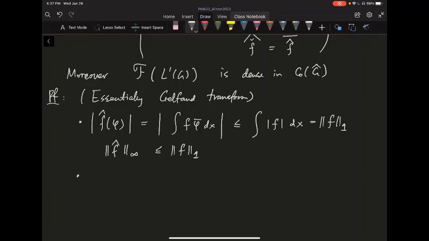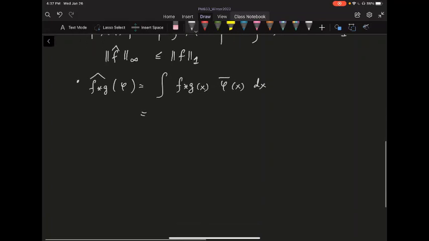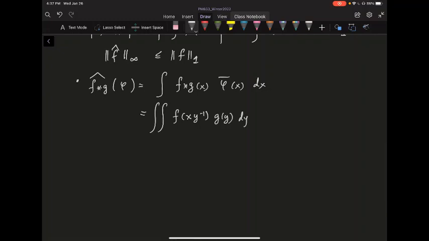And why is it a homomorphism? Let's consider if we convolve two things, f and g, and I want to evaluate at some character phi. Let's just write this out. This is the integral of f convolved with g evaluated at x, against your character phi bar of x, and then you do the dx, the left Haar measure. All right. Let's expand the convolution again. So this is f of x y inverse g of y. That's your convolution evaluated at x, and then dy. And then you do phi bar of x dx.